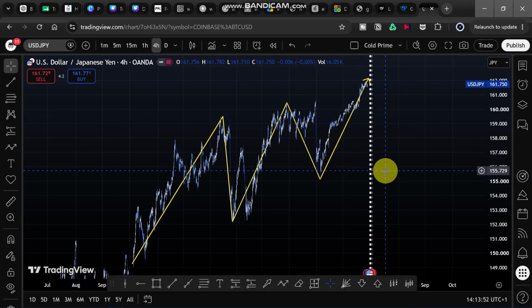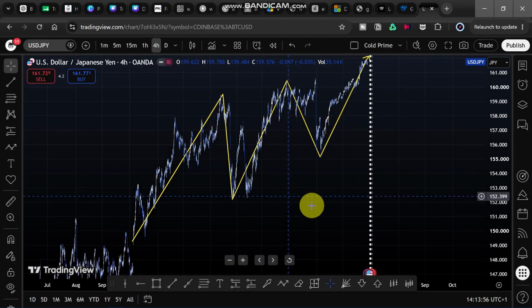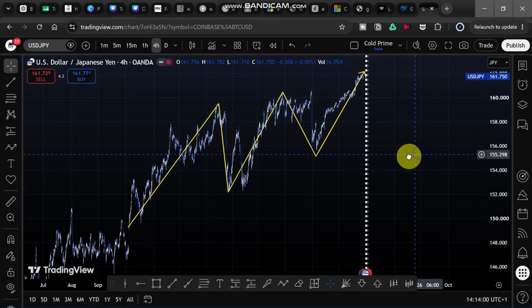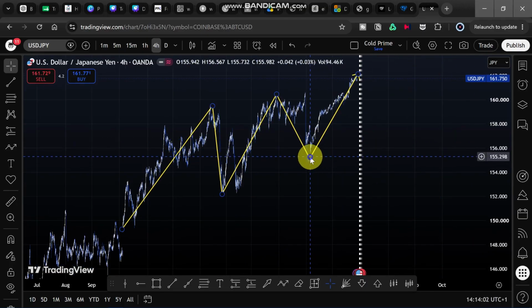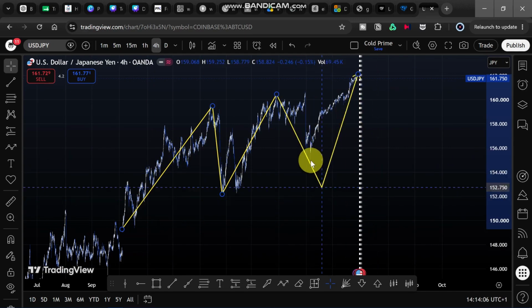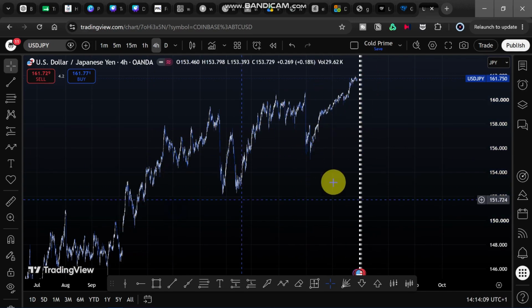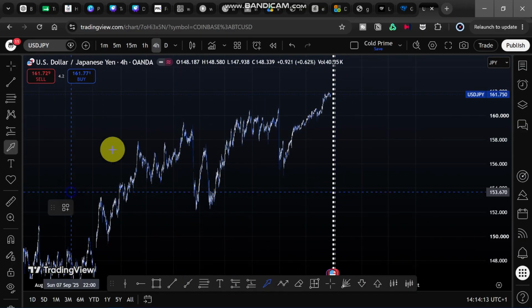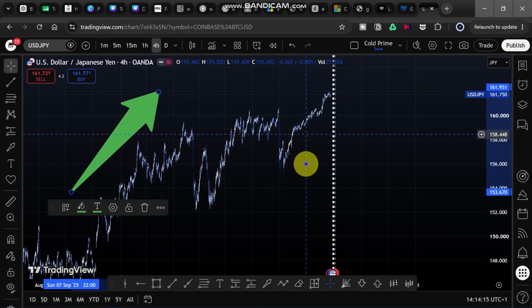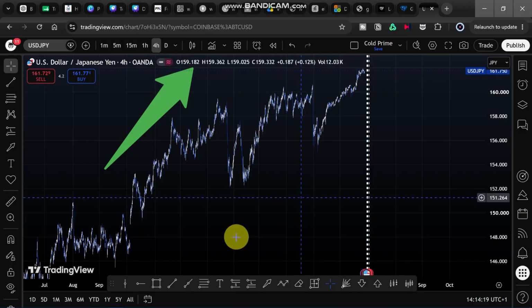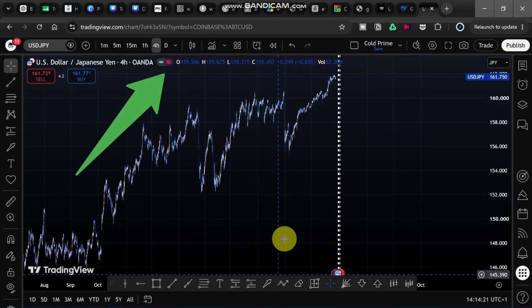If you look at this market right now, you can tell that this market is going up. You don't need anybody to tell you. Even if I don't have this, let's say I took this away, you can just tell that this market is just going up. This is the bottom here, and this is where it is right now. So the market is going up.